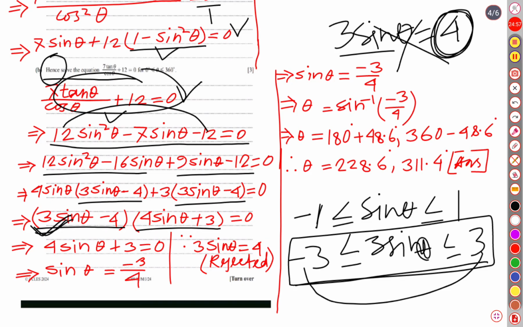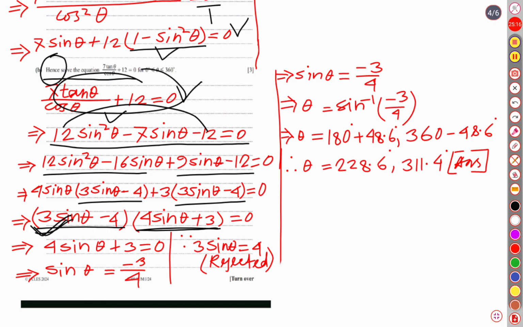So what is remaining there? The next factor is 4 sin theta plus 3. We have written 4 sin theta plus 3 equal to 0. That means sin theta is equal to -3 over 4. Now let's see. Let me write over here, sin theta is equal to -3 over 4. Let me erase the unnecessary part of this solution. Well, sin theta is equal to -3 over 4, that is, theta is equal to sine inverse of -3 over 4.